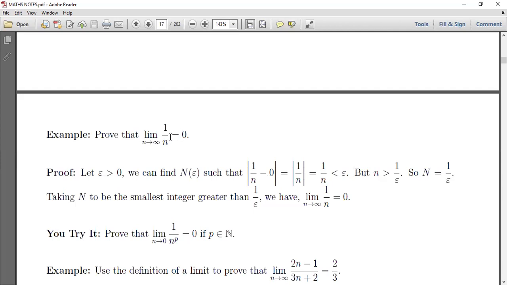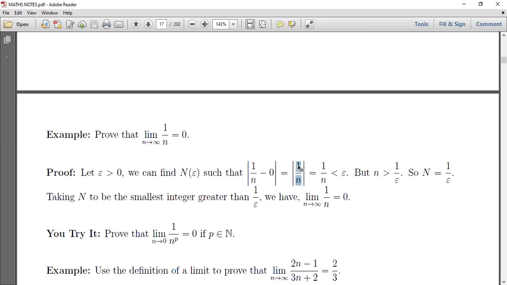So if you want to show that this limit is equal to 0, we say let epsilon be a number greater than 0. We can find an N which depends on epsilon, such that, you can see, this is the definition of the limit that I explained above. This is our a_n. When we do a_n minus L, the modulus of a_n minus L, which we have here, then if we simplify the modulus of 1 over n minus 0, it's just the modulus of 1 over n.